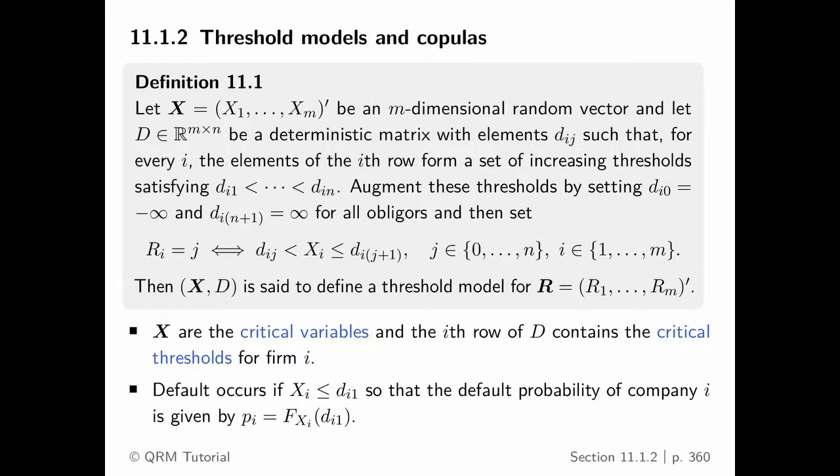So the first style of modeling, threshold models, this is where the copulas come in. So you'll see we'll have two sections. We'll have a section on threshold models and then later a section on Bernoulli mixture models. Both of these sections begin with abstract definitions, but the ideas behind these definitions are really straightforward.